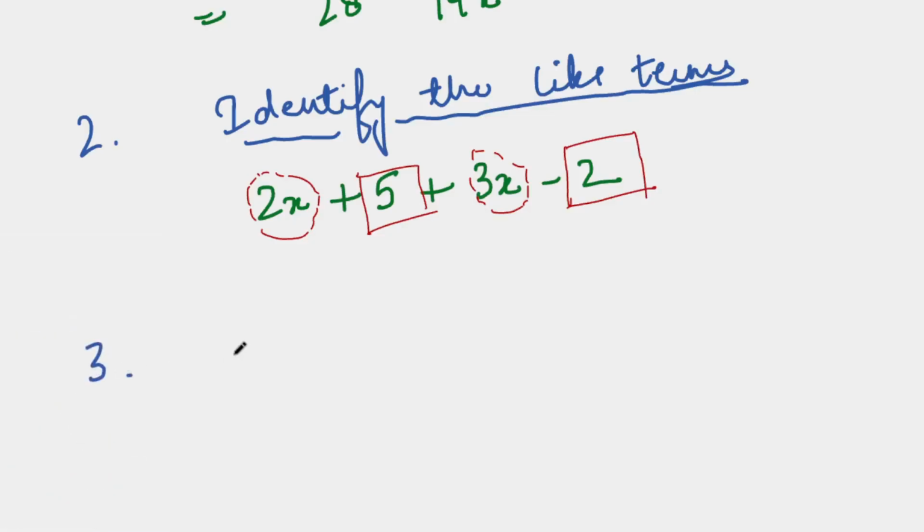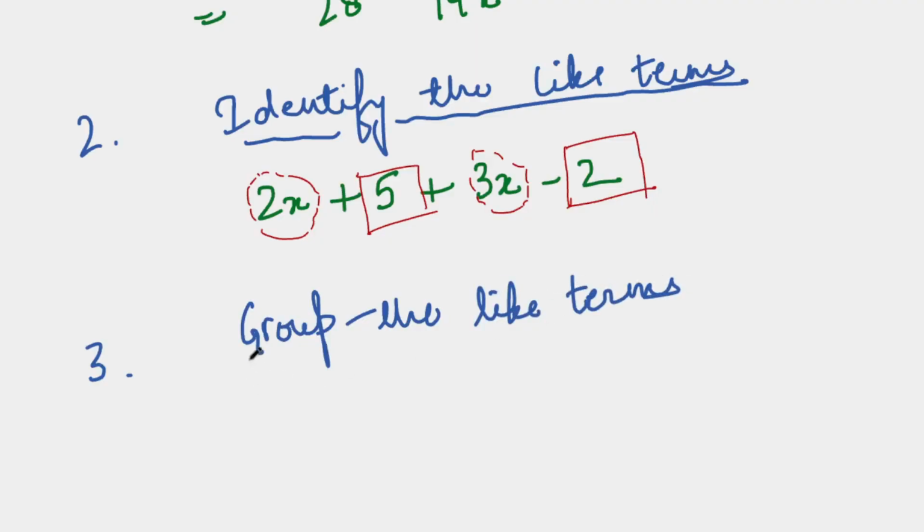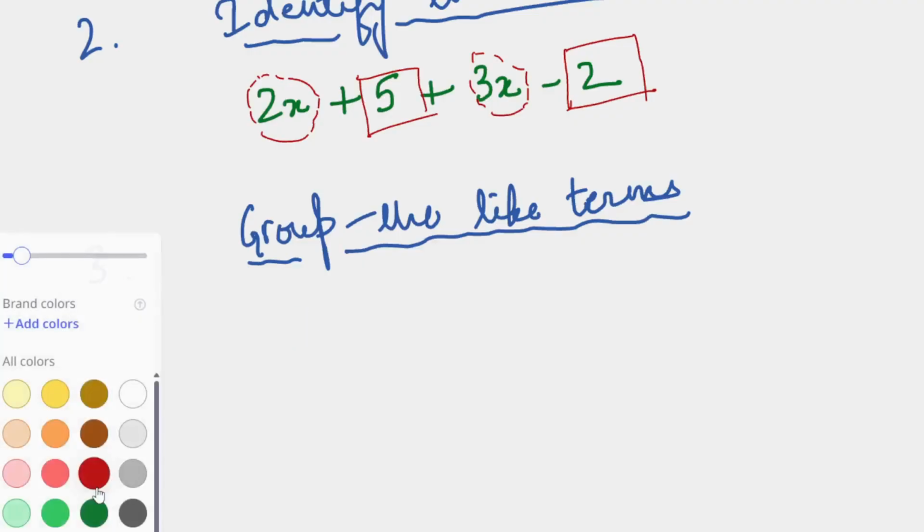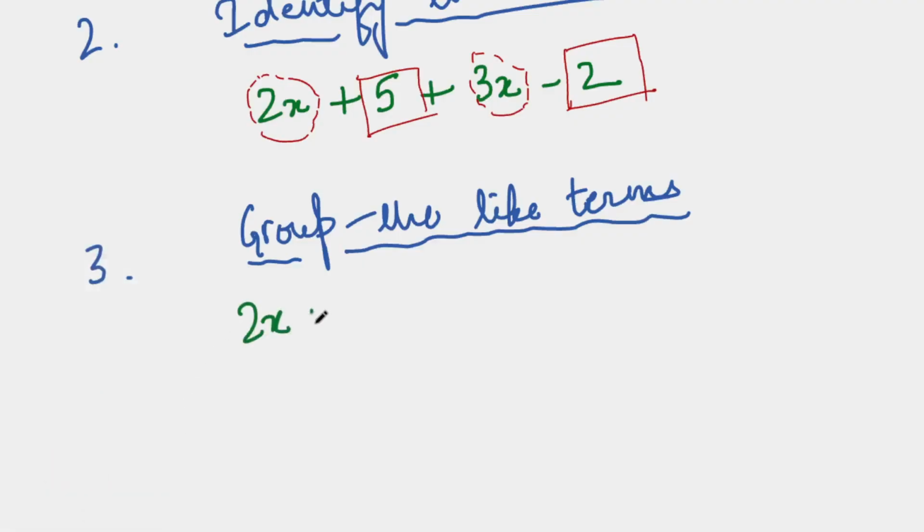It brings us to our next step, which is to group the like terms. Okay, grouping the like terms means we write them together at one place. So it just makes our process easier. Okay, so 2x and 3x will be written together. So 2x plus 3x we'll write at one place. 2x plus 3x, and then we will write the constants, which is plus 5 minus 2, right? If you want, you can put brackets or parentheses like this. Okay.